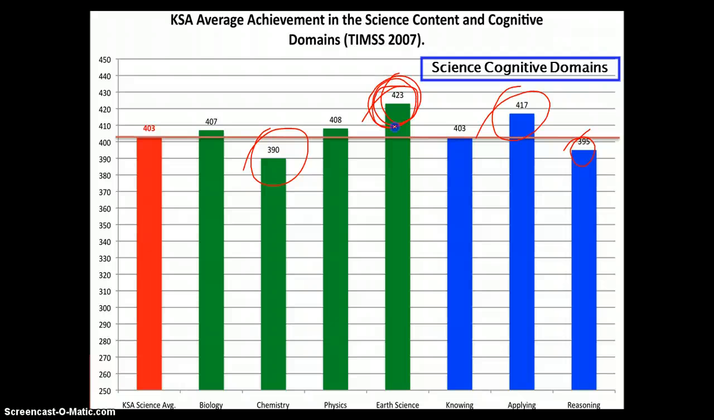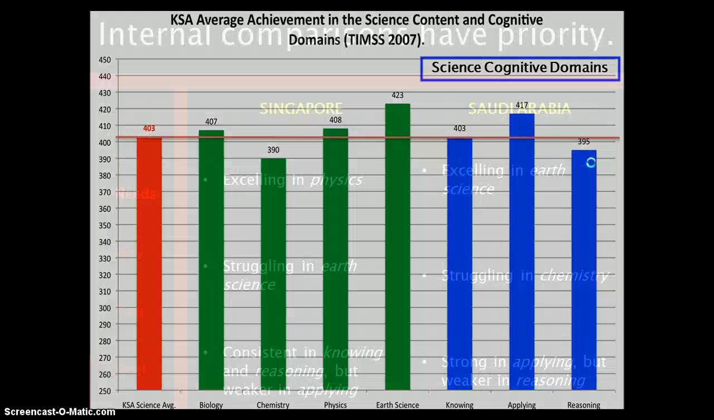Hey, guess what? If I'm a Saudi policymaker or I'm working for an international development organization that is attempting to improve Saudi society through education, I'm not going to emphasize a lot of effort on earth science. I'm going to say we need to pour resources and time and energy and effort into improving chemistry. Guess what I'm not going to do? I'm not going to be all worried about how students are applying their science knowledge and skills. I am going to be worried about how they're using their reasoning skills in science. This is all just from a basic internal comparison.